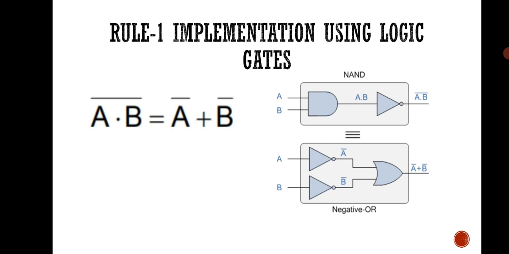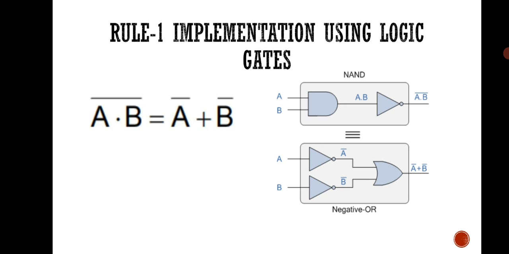Now, to achieve the right hand side, we take two separate inputs a and b and pass them through inverters to get the inverted outputs. After feeding them to an OR gate, we get a bar plus b bar. The NAND gate represented on the upper side is the same as the negative OR gate represented on the lower side. This is how we can implement rule 1 of De Morgan's theorem using logic gates.